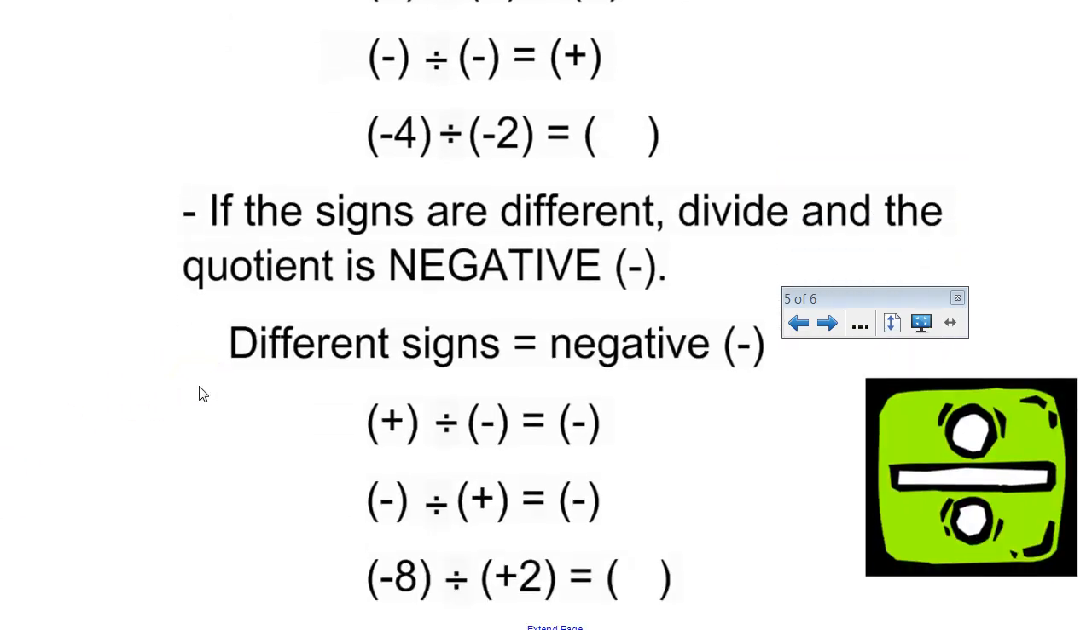Alright, now what if they're different? Same as your multiplication. If you have 1 positive and 1 negative, that's an odd number of negative signs, negative answer. A negative and then a positive, same situation, that's still an odd number of negative signs, negative answer. So a -8 divided by a +2 will be, let's hope you got a -4.